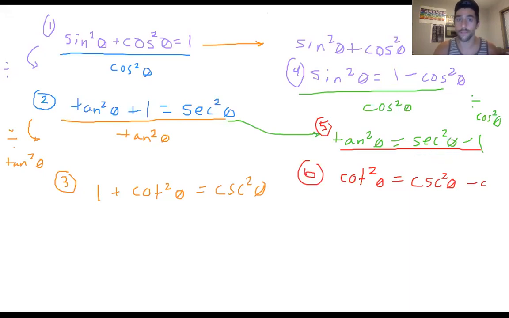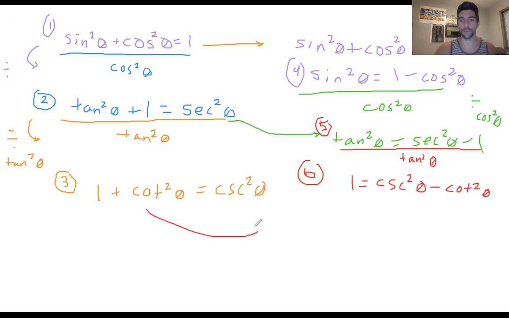If I had divided this originally by sine squared theta, then I would have gotten this last identity: 1 is equal to cosecant squared theta minus cotangent squared theta, which could have just been derived by subtracting cotangent squared theta from both sides.